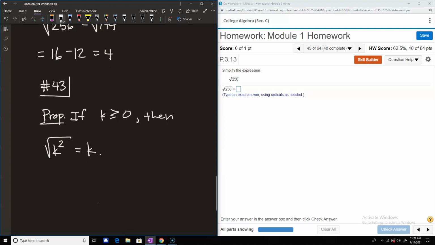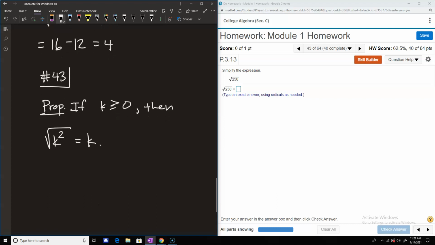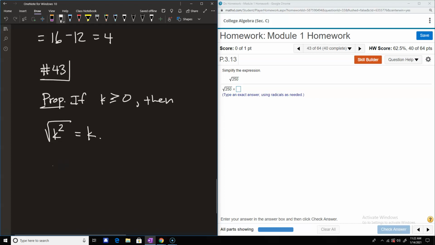But 250, it's not so clear. That's not really a clear square. So what you want to do is break it down into its prime factors. So if we're trying to do the square root of 250, first determine, let's say, the prime factorization. Or we can determine any perfect square we see in that. Let's say a perfect square factor.